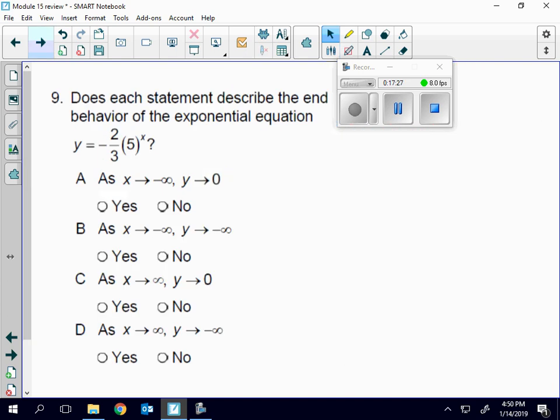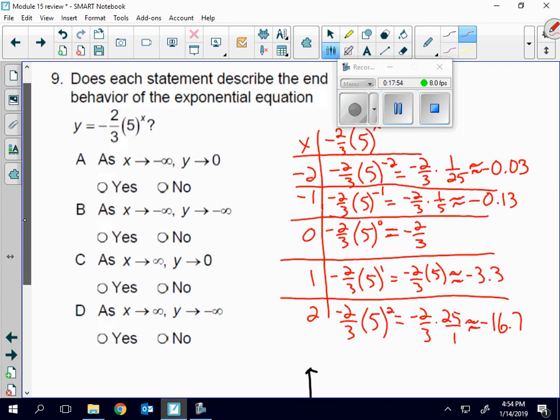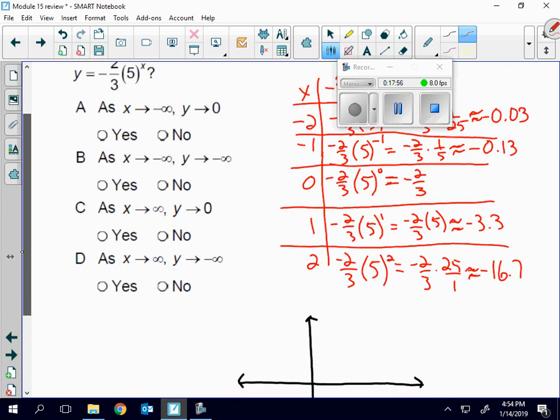All right. Does each statement describe the end behavior for this exponential equation? For this one, I also would like to get some kind of idea of what it's going to look like. You could pause and create a little table. So there it is. I made you a table. You don't have to do as many numbers as I did. You do as many or as few as you need to get the shape of the graph. Maybe you already know what the graph looks like, but you can always make a table to find the graph.